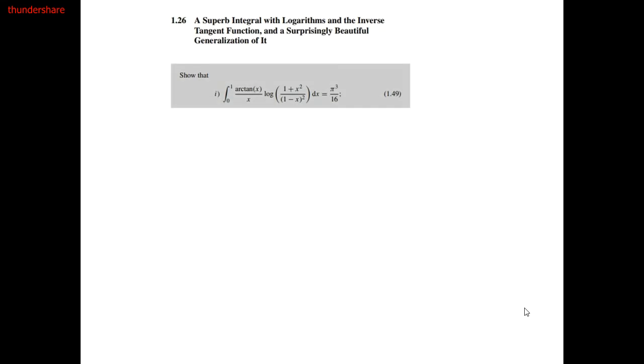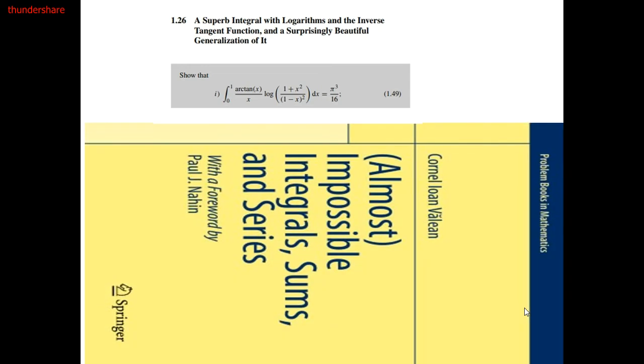It is an integral problem by the great mathematician Cornel from Romania in his book Almost Impossible Integrals, Sums and Series. This is our problem today: the integral from 0 to 1 of tan^-1(x)/x times ln((1+x^2)/(1-x)^2) dx. Prove that this integral equals pi^3/16.